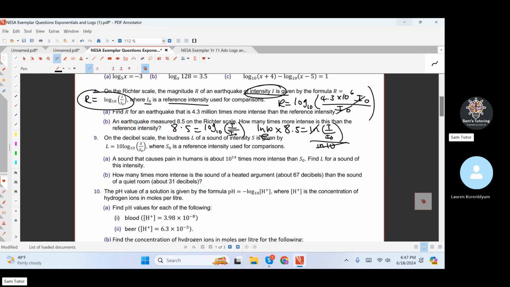316 million? Now, how many times more intense is this than the reference intensity? The reference intensity is I naught. So as you can see, when you multiply it over, I is 316 million, I think it said, but times 10 to the 6 times I naught. It is huge compared to the reference quantity. So a Richter scale of 8.5, you've got a disaster compared to, let's say, the first one there.